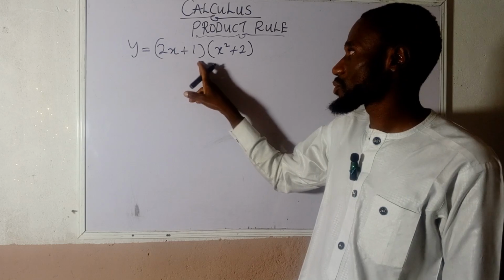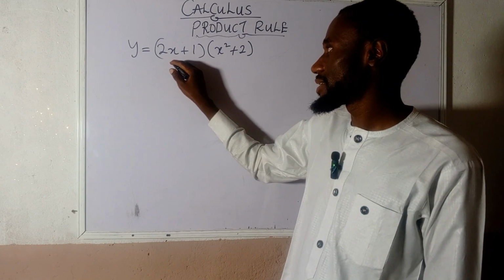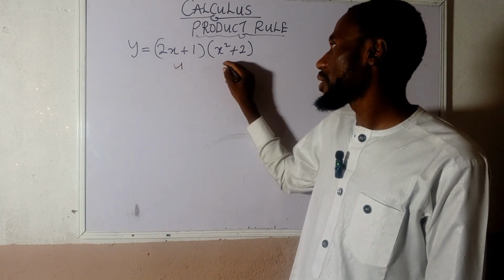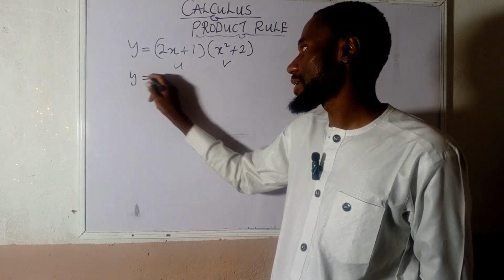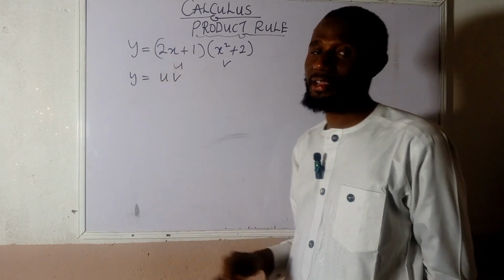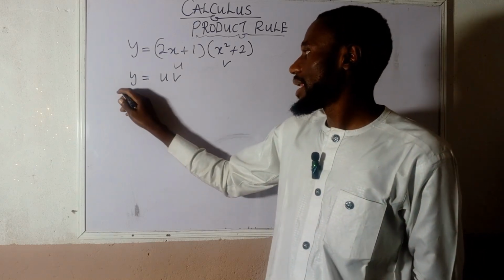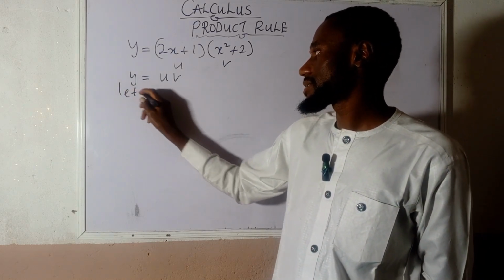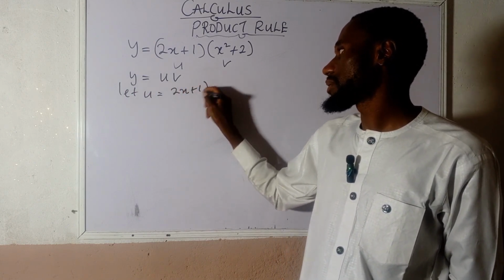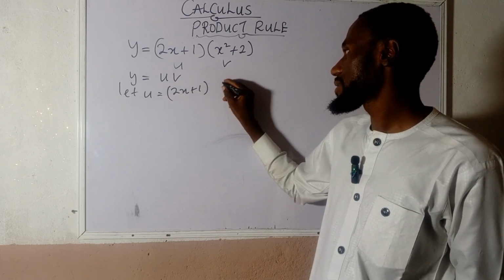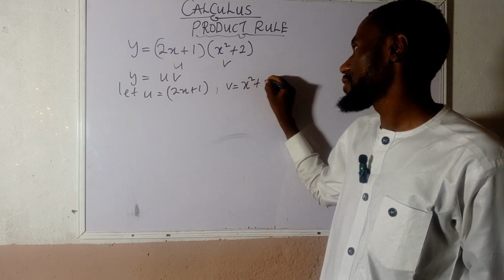If you have 2x plus 1 multiplied by x squared plus 2, we can let 2x plus 1 be u, and the other factor be v. Then since the product rule is in the form of y equals u multiplied by v, we can solve this by the product rule. Let u equal 2x plus 1 and let v equal x squared plus 2.